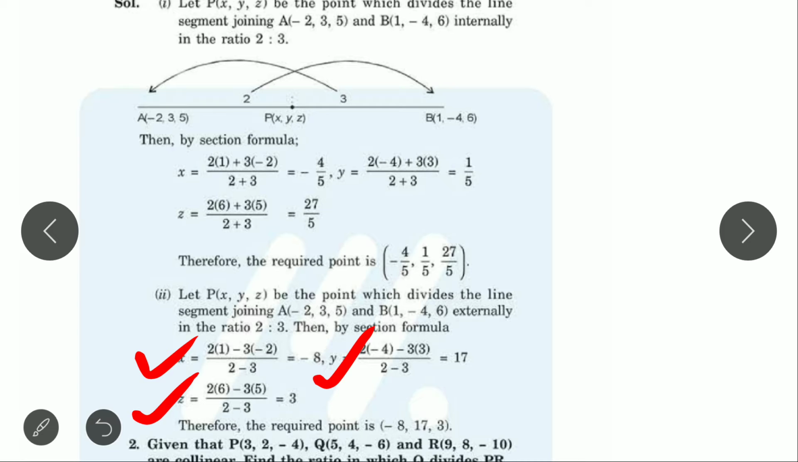Thereby, we obtain the point. Next, question number 2.